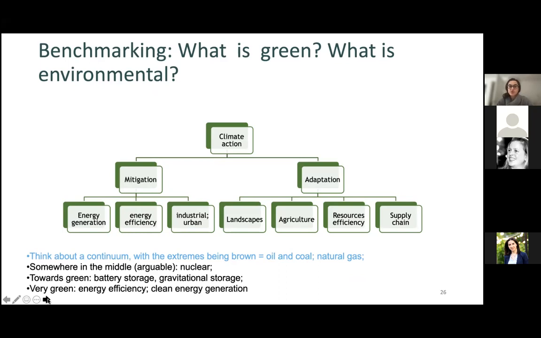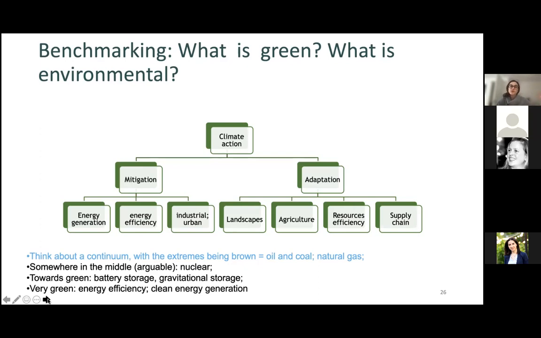Adaptation can refer to many agricultural interventions, landscapes, resource efficiency, supply chains. Now, many times, some of these activities may not necessarily be clear-cut. Agriculture can be done in an intensive manner that has got nothing to do with greening, but it could also be regenerative, or it could be low-carbon agriculture. So we might need to further define this.